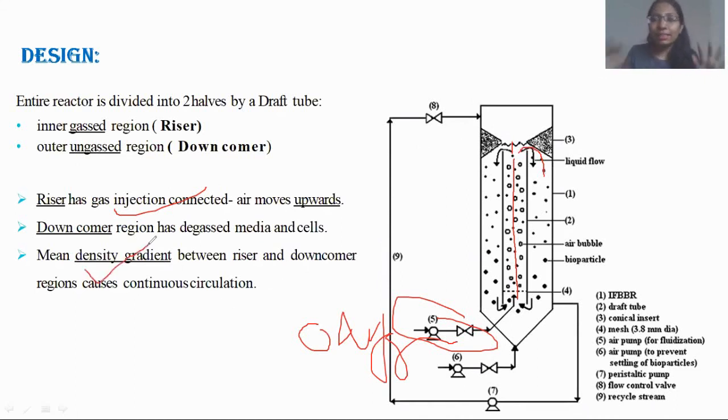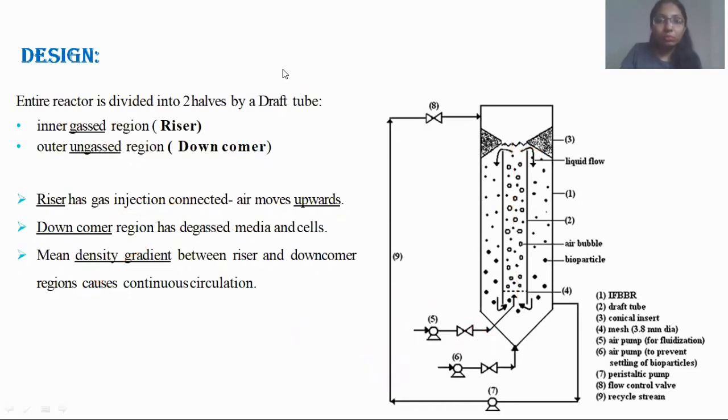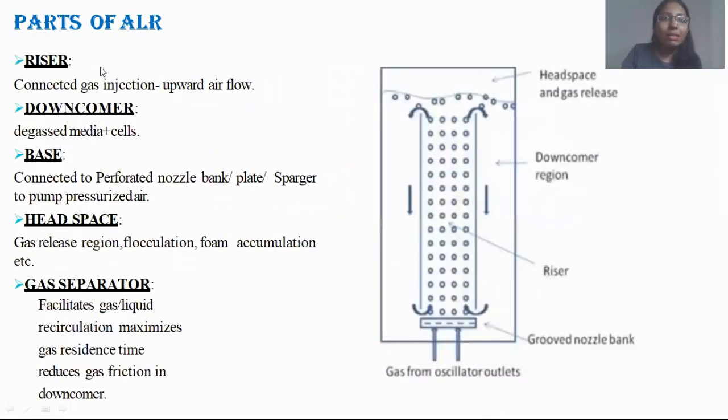Now there is a density gradient taking place between the outside region and the inside region. That's why the mixing takes place. I hope the basic concept is clear till now. Let's see the parts. As we have seen, the riser tube, the downcomer tube, and the base, in which the sparger, or you can say perforated nozzle valve, is connected.